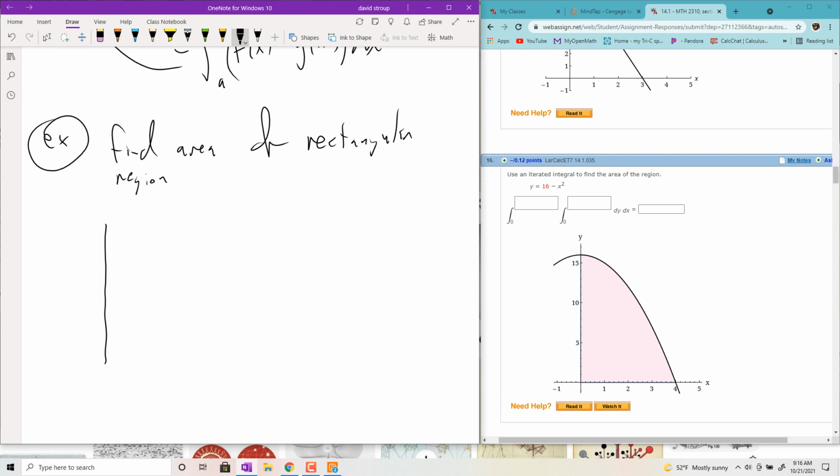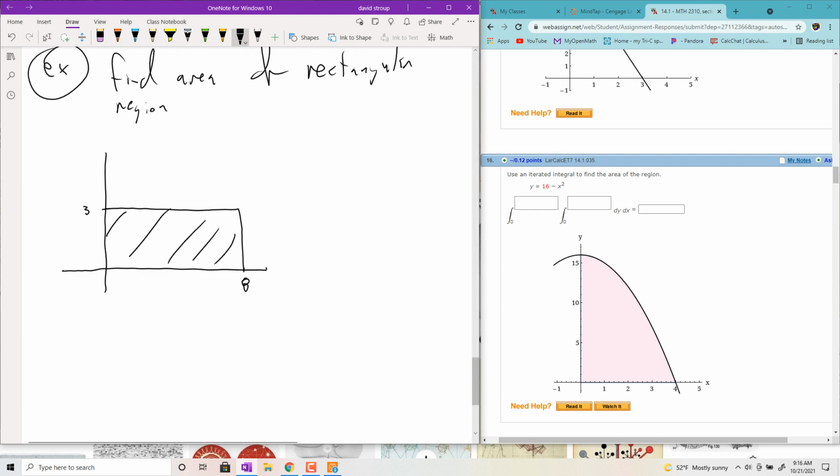And there's nothing sacred about the order that you do it in. You could do dx dy or dy dx with these really simple regions like what we have in this case. It's not going to matter. So let's pretend we have this region that we want to figure the area of. We know the area, of course, is just 24, but let's see if we can use a double integral to figure out the area.